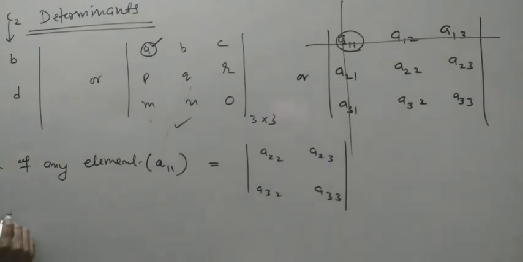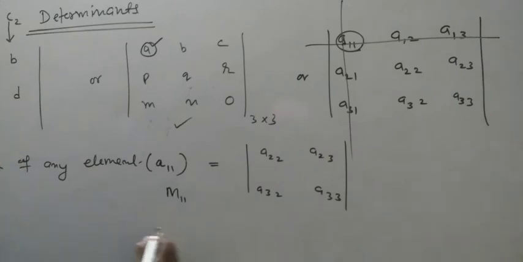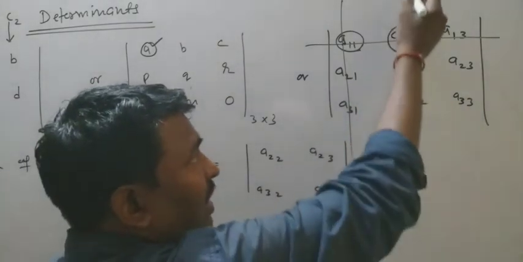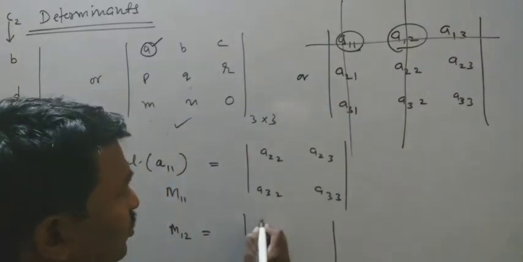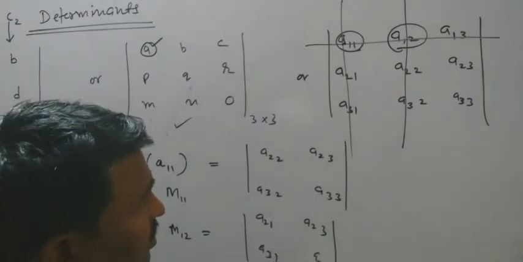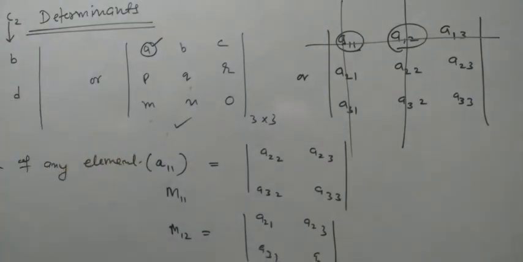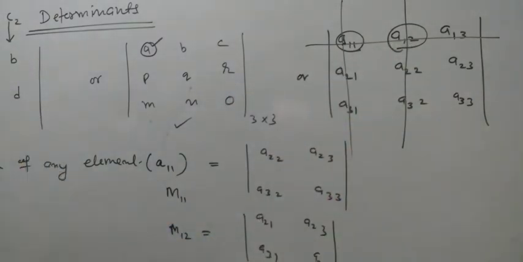Okay, similarly, we denote it minor of first row, first column element. Is it okay? Similarly, minor of A12 means first row, second column element. For this one, now you can remove this row and this column. So what will be left over? It will be A21, A23, A31 and A33. Is it clear? In this way you can find the minor of all the elements in the determinant.